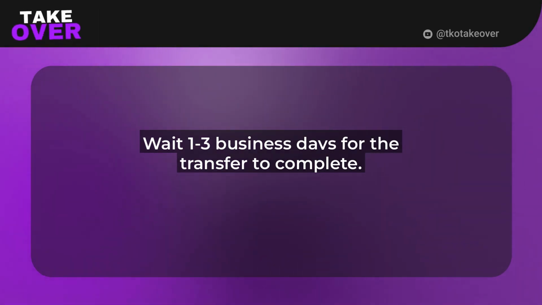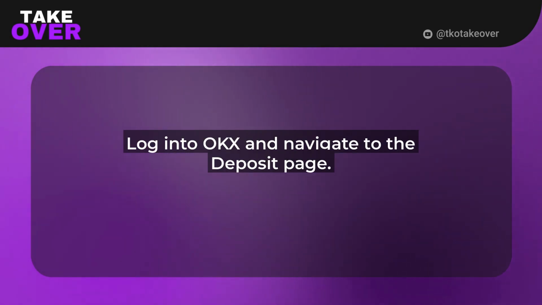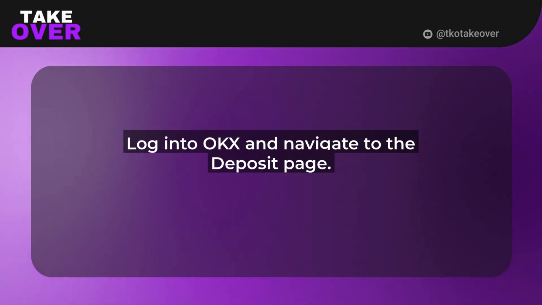Step 2. Once the funds hit your bank account, log into your OKX account. Navigate to the Deposit page, where you'll find options for fiat currency deposits. Select Bank Transfer, or the equivalent option available in 2025.